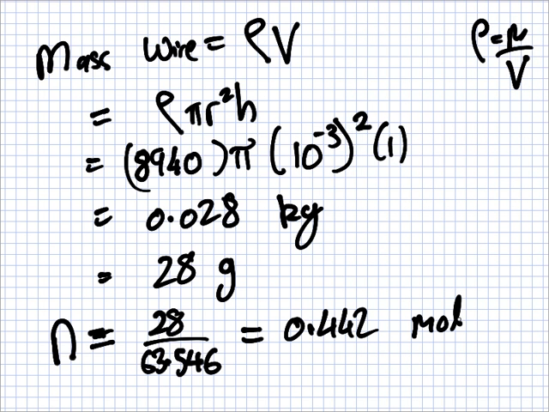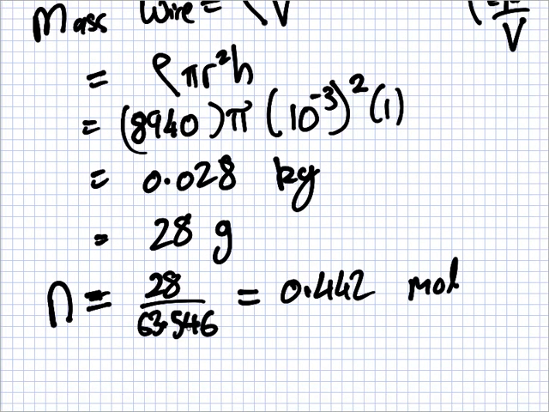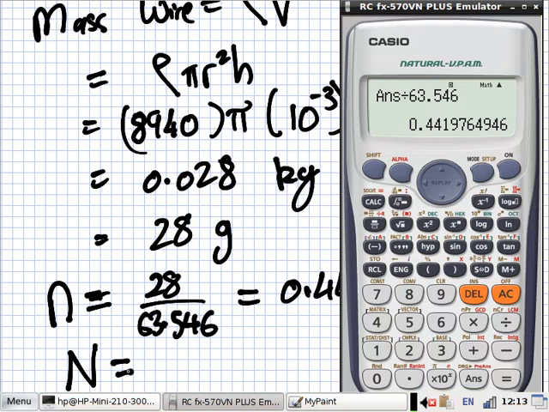How can I get the number of copper atoms? Times Avogadro. What number is Avogadro on my calculator? It's a constant number. But it'd be nice if I can just use the calculator. 24 is the constant for Avogadro on mine. So if I multiply by Avogadro's constant, I get 2.66 times 10 to the 23.